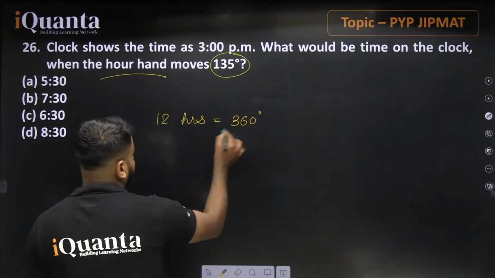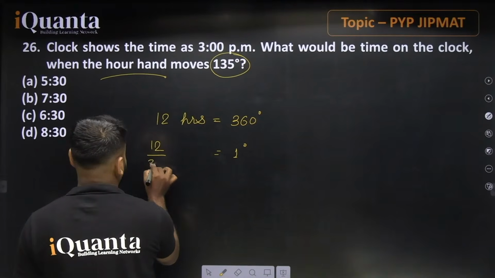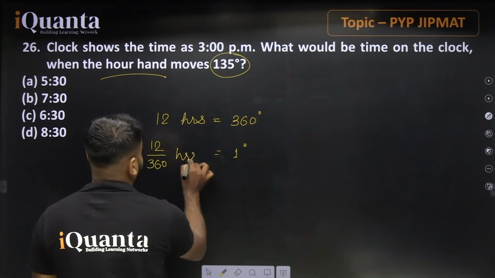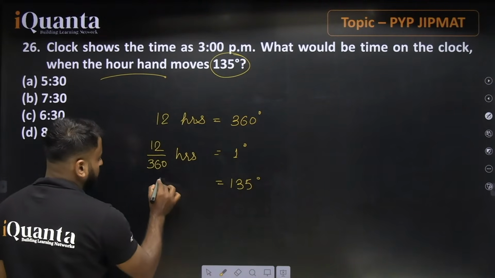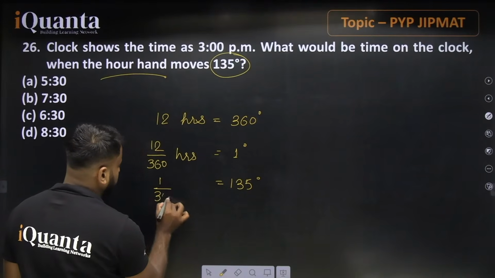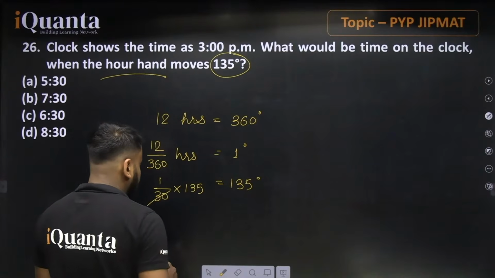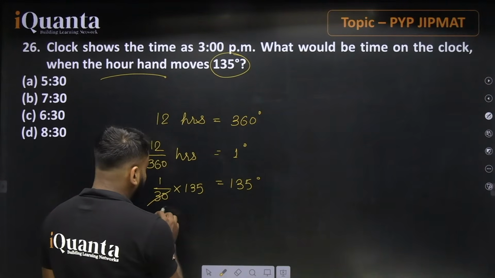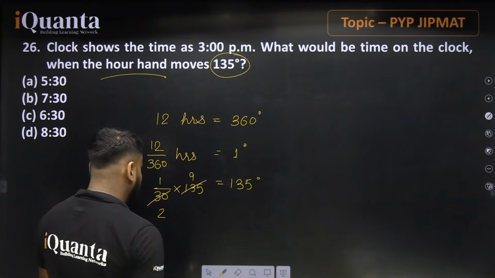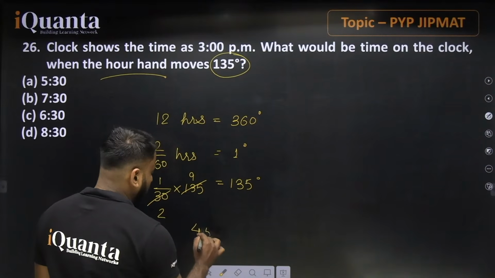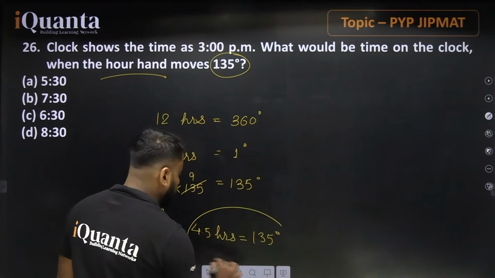So if we go for 1 degree, the value of 1 degree will be equal to what? 12 divided by 360 hours. Now for 135 degrees, what happens? 12 threes are 36, into 135. If we cancel this, we can go with 15, 15 twos are and 15 nines are. This value will be equal to 4.5 hours. The total time taken for traveling 135 degrees is 4.5 hours.